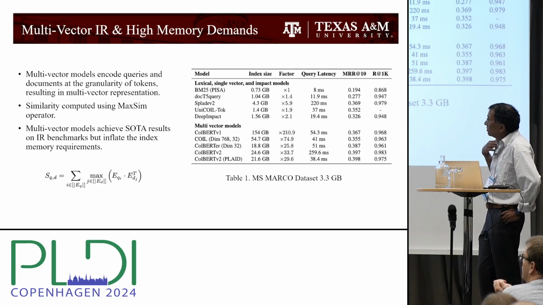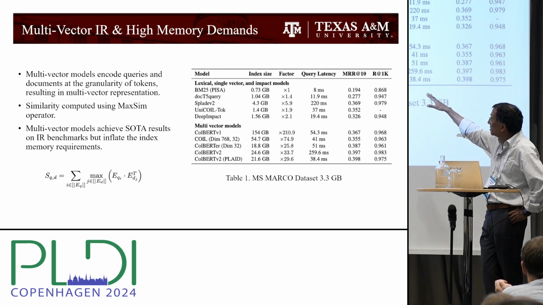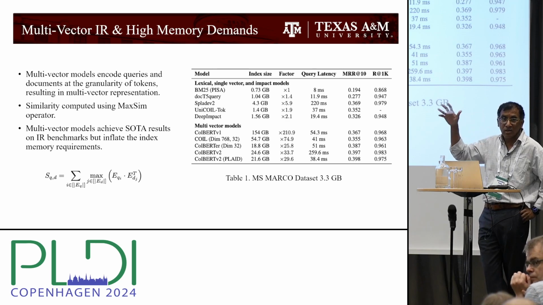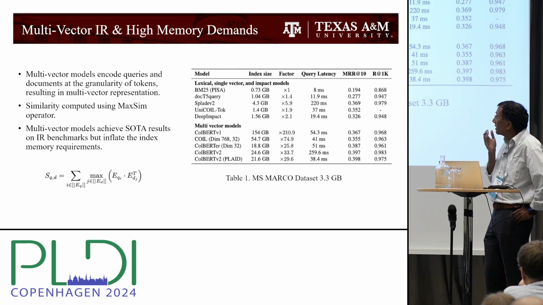BERT version 1, which was created originally by Google, and there are a bunch of optimizations afterwards, but the original one had 154 gigabytes of index for this MS MARCO data set, which is at 3.3 gigabytes.